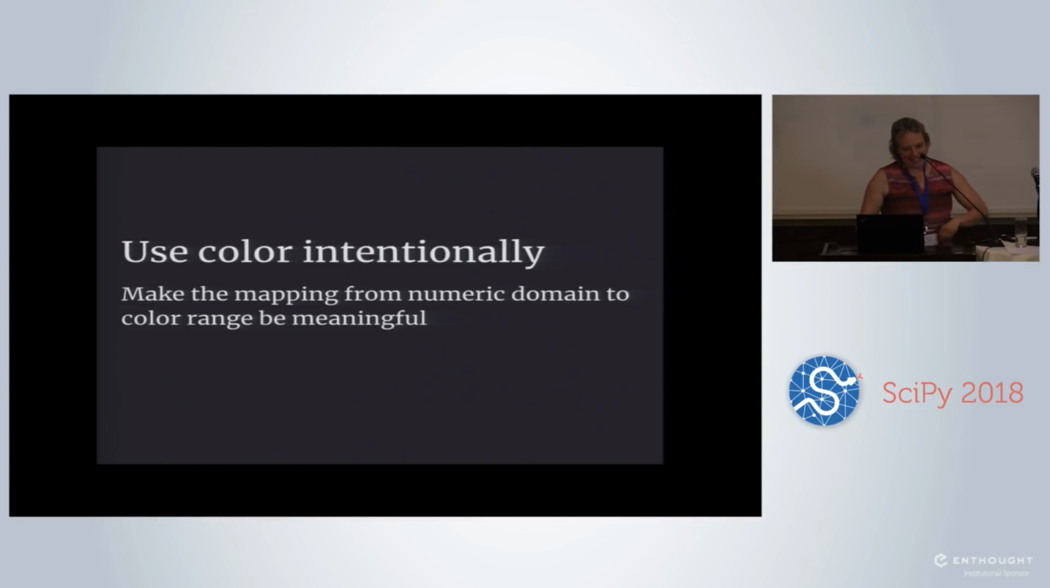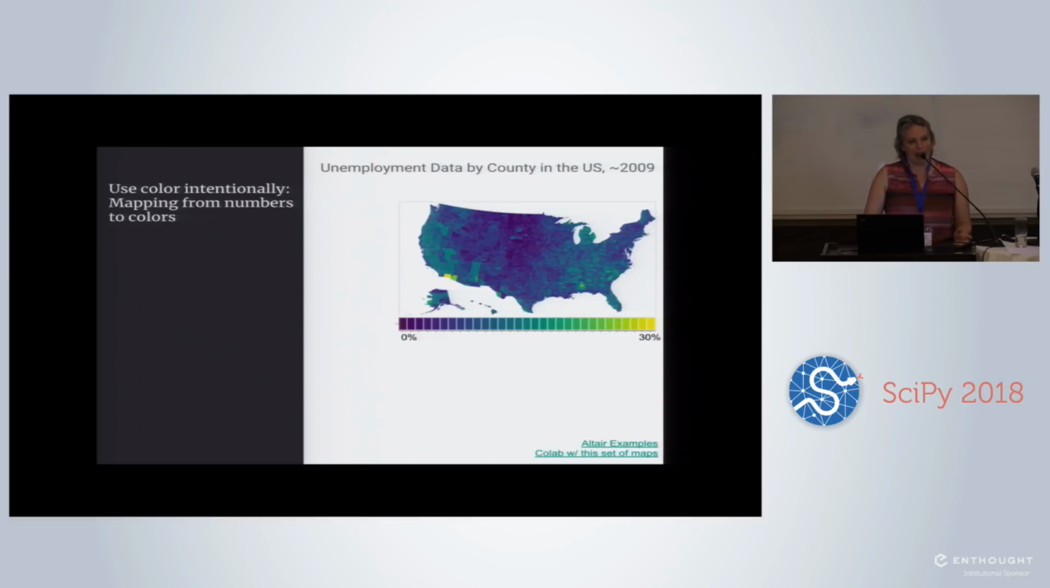So let's bring this back to some data. So let's use color intentionally. And the way we're going to do that is we're going to make the mapping from the numeric domain to the color range be meaningful for different definitions of meaningful. I'm going to look at unemployment data by county in the US. This is, I think, circa around 2009, so middle of the recession, or deep in the recession. And I'm using unemployment data because it's something that I think that we can all really connect with in the US. Obviously, some science has geographies. Also, we come across these types of things a lot when we use heat maps. A really common technique in science is to use a heat map with color on it.